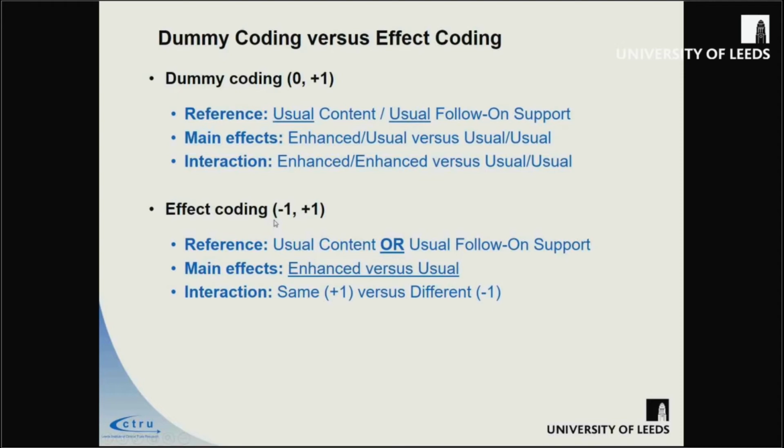And then the main effects are basically enhanced versus usual for each component of your intervention. And it's much more straightforward. The bit that makes it slightly less straightforward, before you all go away and do it, is that actually if you code them -1 and +1, you will end up with half the effect for each of the main effects, and you will end up with a quarter of the effect for the interaction.